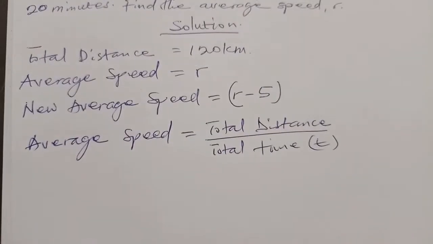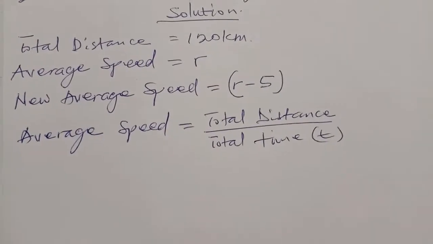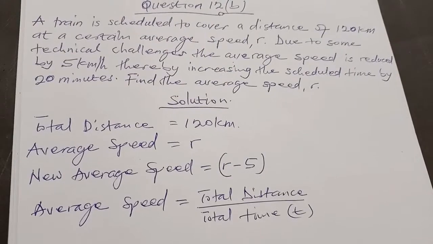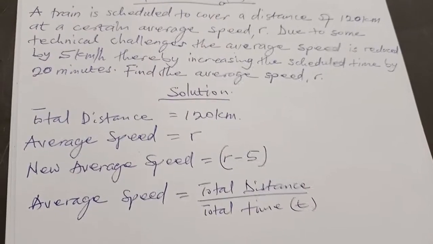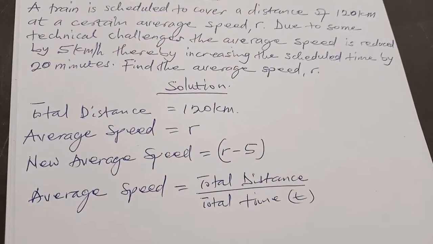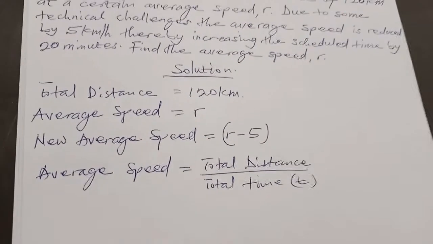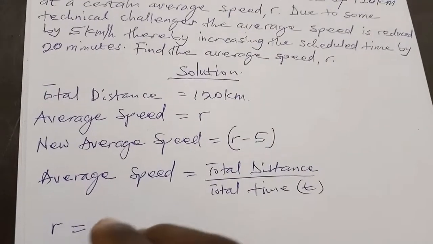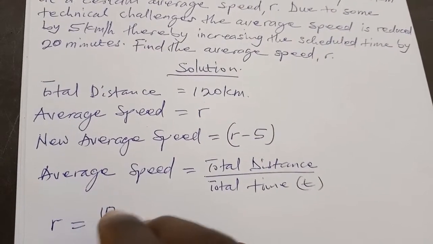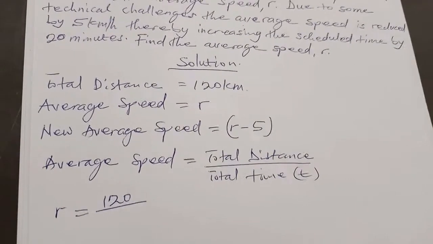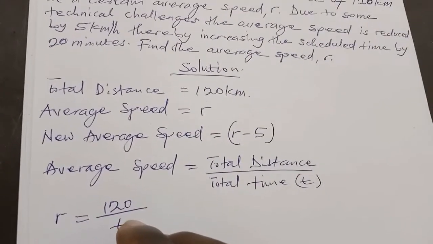Let's call the total time t. From the information, the question says that the train is scheduled to cover a distance of 120 kilometers at a certain average speed. So if we fit that into this formula, we are going to have r equal to the total distance, 120 kilometers, over the total time, which we don't know yet, t.